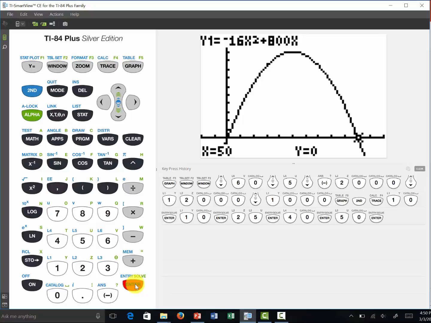So the domain of this function in terms of this problem is the time 0 seconds to 50 seconds. The range, the height, ranges from 0 feet to 10,000 feet.